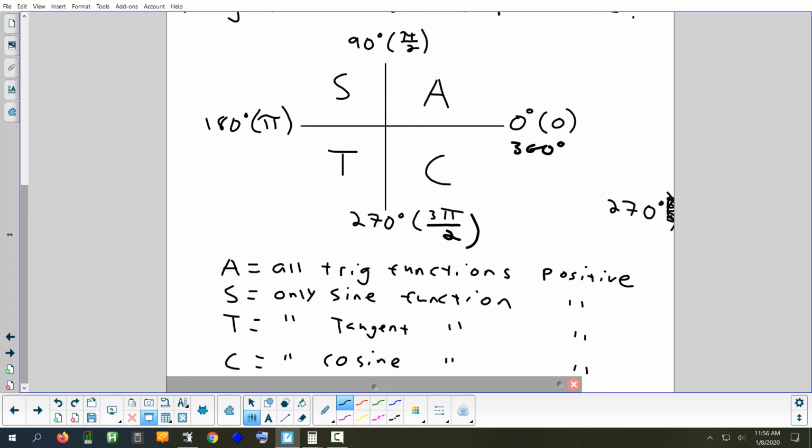Okay, and that's the second part of 6.5. Any questions on that chart? If you're wondering what's in parentheses, what did I put in parentheses next to the 180? Radians. It's radians. Okay.